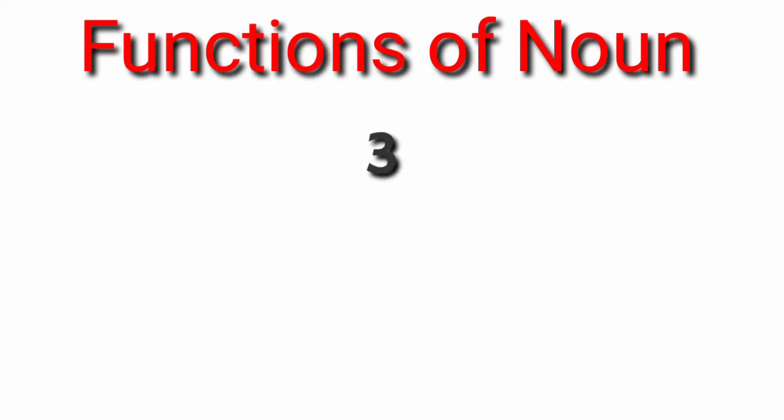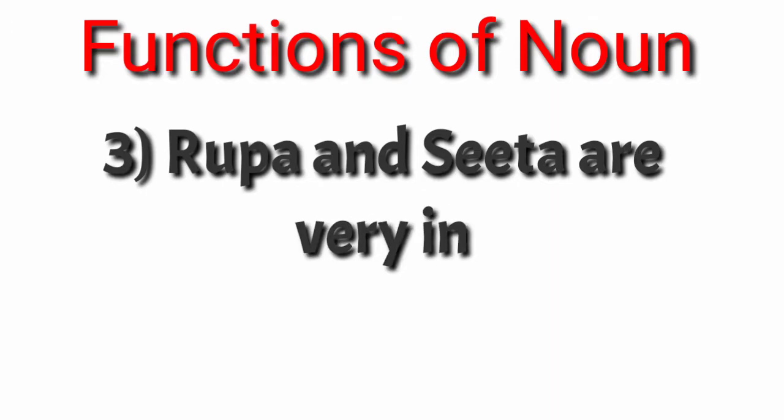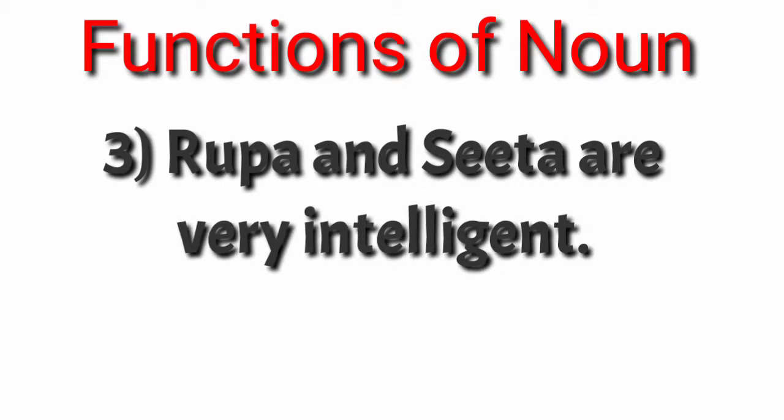Or another example, Rupa and Sita are very intelligent. It means Rupa is very intelligent and Sita is very intelligent. Rupa and Sita both are used as a single subject, and that is a compound subject. And let us see the next use of a noun.